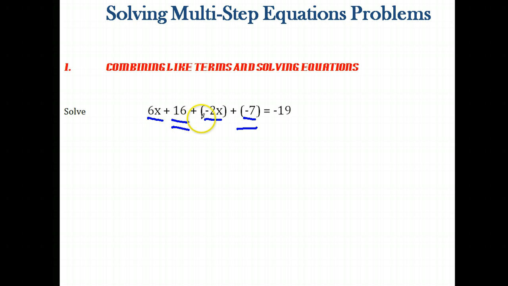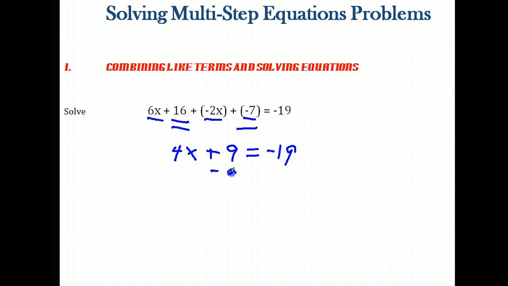So 6x plus negative 2x, positive 4x, plus 16 plus negative 7, 9, equals negative 19. All right, now we have a simple two-step equation.